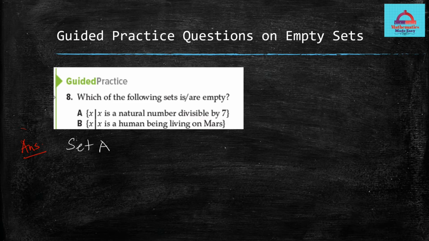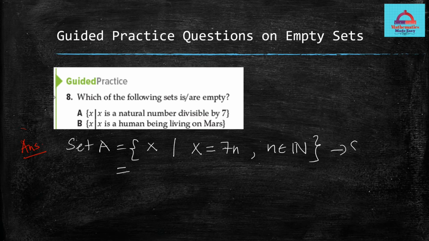So set A, how is it defined? Set A is defined as the set of all x such that x is a natural number and it is divisible by 7. If a natural number is divisible by 7, can we say it is going to be of this form? The set of all x such that x equals 7n, where n is a natural number. This is the set builder notation that I've written for the 8A part.